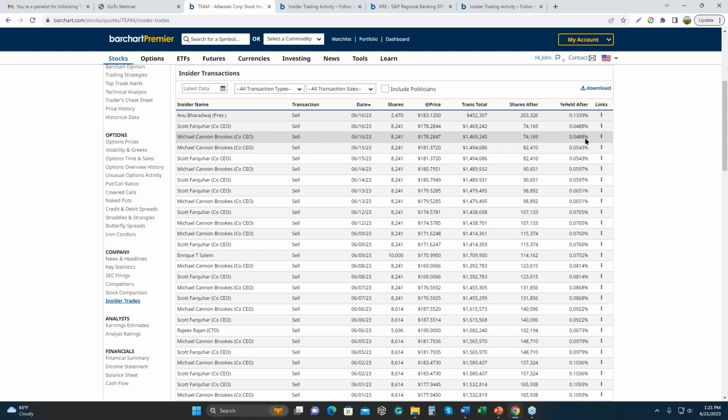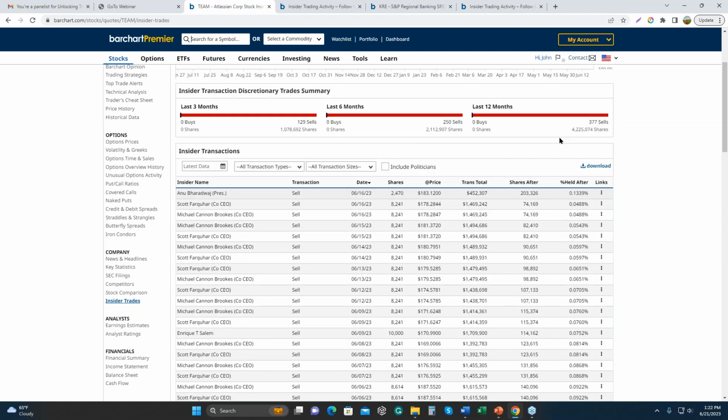What would be interesting in this one is what would happen when they get down to, let's say, their last 20,000 or 10,000 shares. Will they continue to sell until they've liquidated their position? And then what would happen from there? Maybe we might see a regime change in this particular stock.